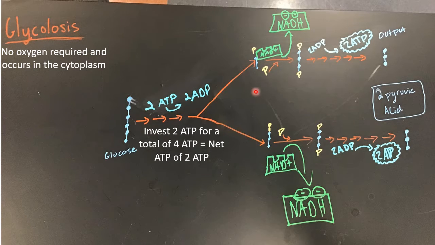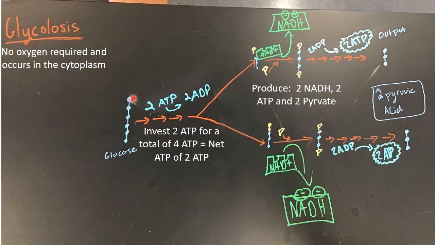When we split this molecule, our electron acceptor molecules NAD+ are able to acquire electrons to form NADH molecules, which will then be used in our electron transport chains. Also, our ADP molecules are able to acquire phosphates to make 2 ATP molecules each. So in total, 4 ATP molecules are produced.